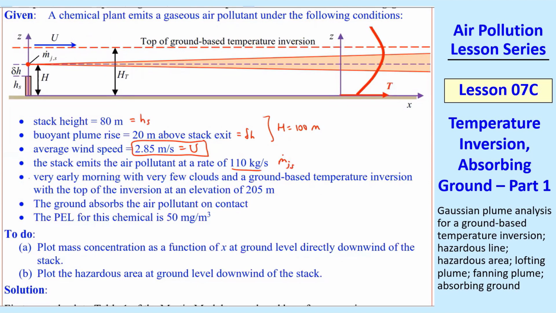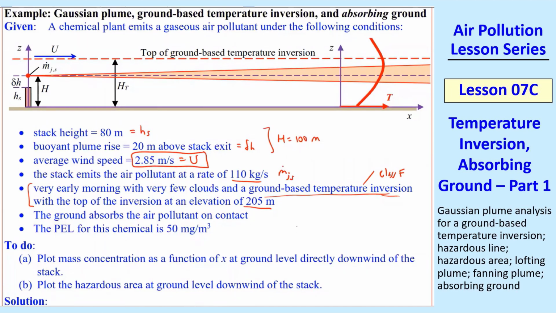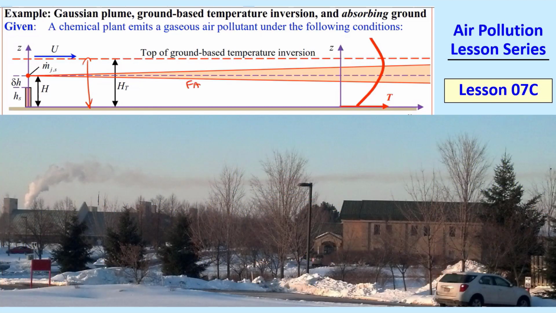Now the atmospheric conditions have changed. This is very early in the morning with few clouds, very few clouds. A ground-based temperature inversion. Anytime we have a temperature inversion, we use class F. Top of the temperature inversion is way up there. So we just want to make sure that the H is less than HT. That's our requirement, so that our plume is entirely within this temperature inversion. So it is a fanning plume. And then we don't really care how high that ground-based temperature inversion is because of those two cases I just looked at, those two scenarios.